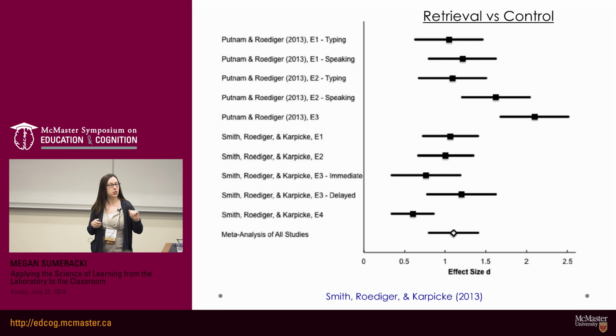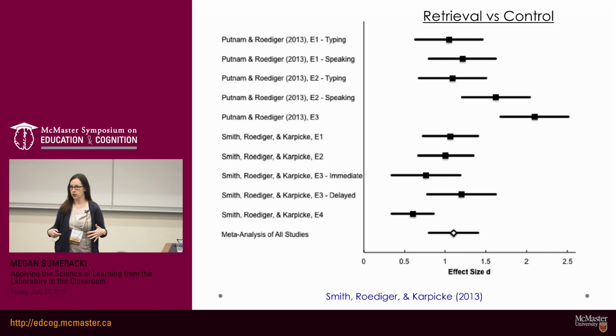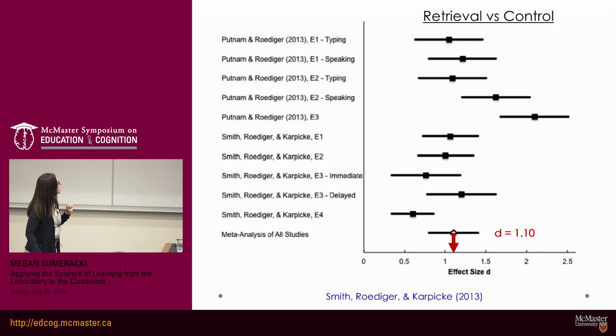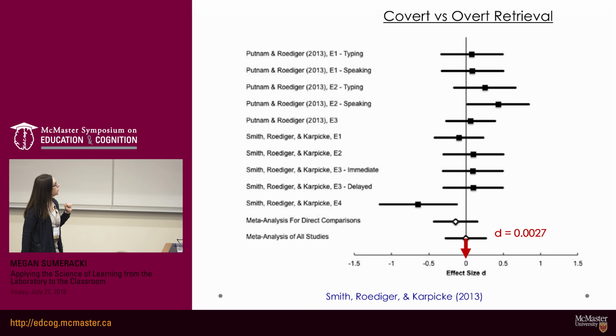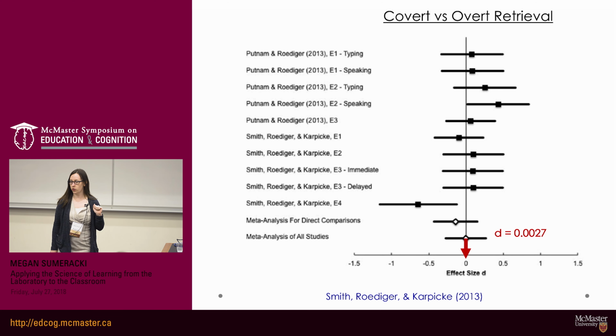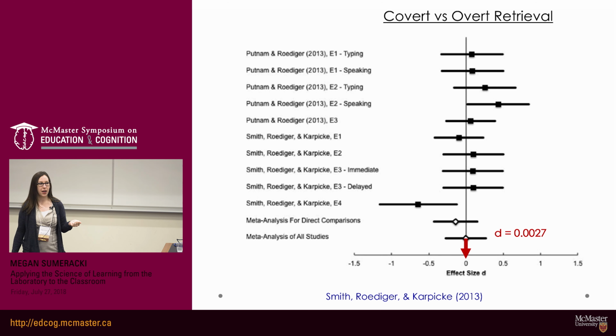What happens when we look across all of these studies comparing covert retrieval and overt retrieval? Remember the study I showed you had a little bit of a bump for covert being a little bit better? Oh, sorry, so the actual value is 1.1. What happens when you look at covert versus overt? 0.0027, which is basically 0. Okay, so across a number of studies, it doesn't matter.